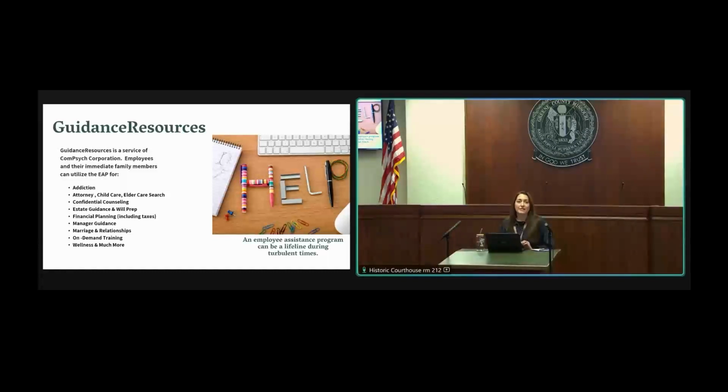So the estate guidance and will prep, I do know some people that have used the will prep, said it's very easy. You get some paperwork, you fill it out.